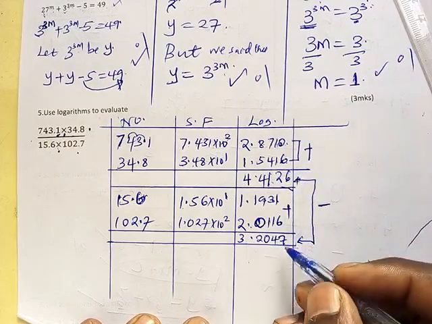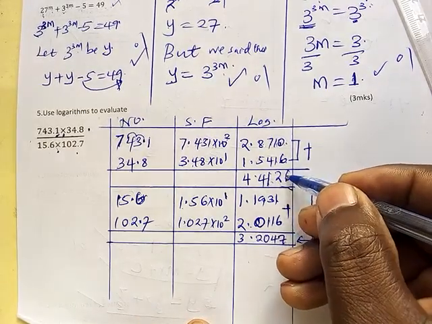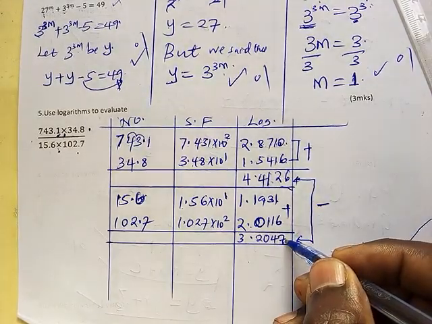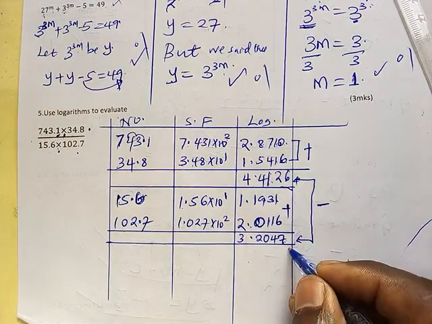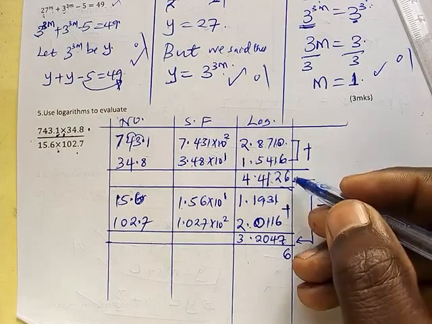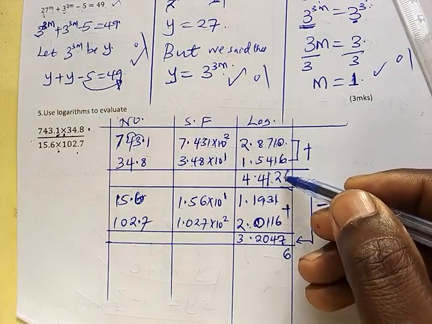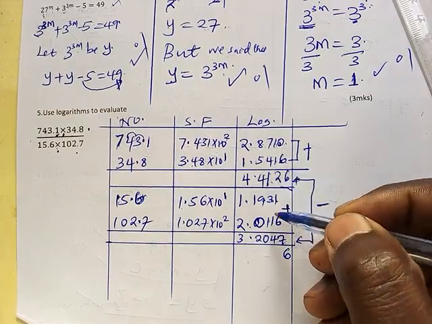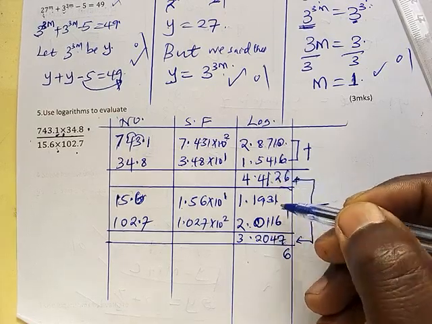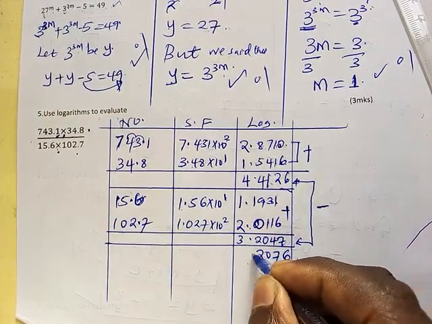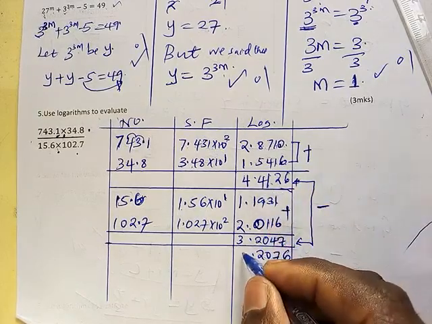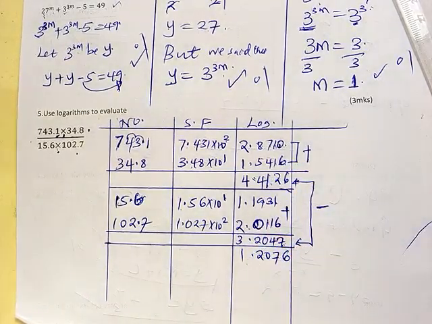So 6 subtract this one, you borrow 1 from here, 16. 16 minus 7, you get 6. So here it is 11, minus 4, you borrow 1. 11 minus 4 is 7. So you know how to subtract. So 4 minus 3, the answer is 1.